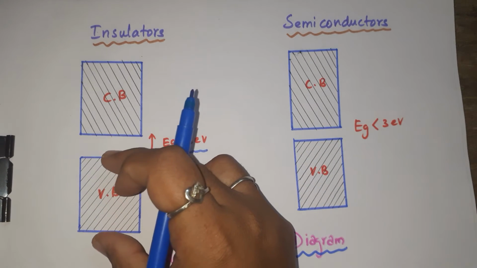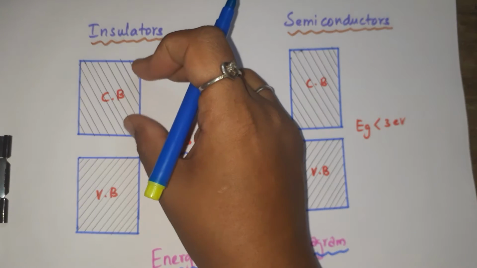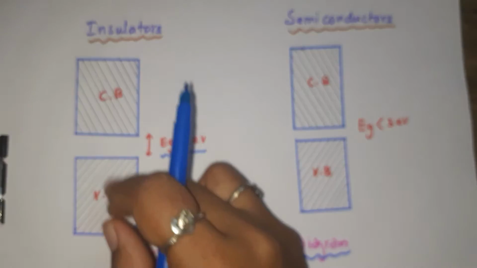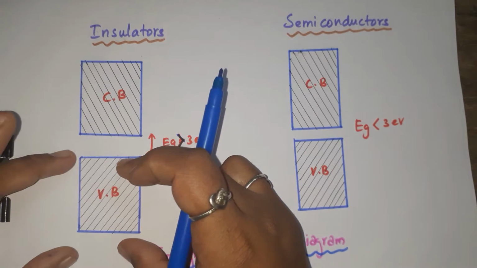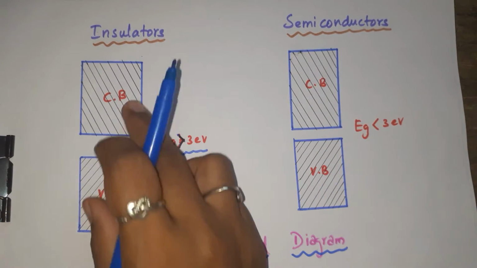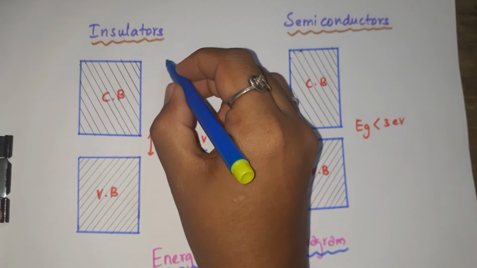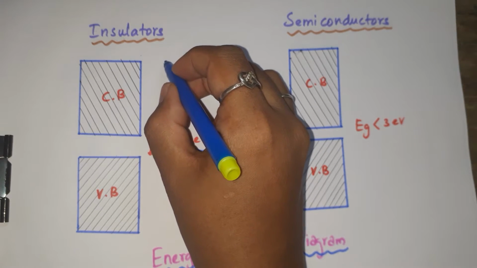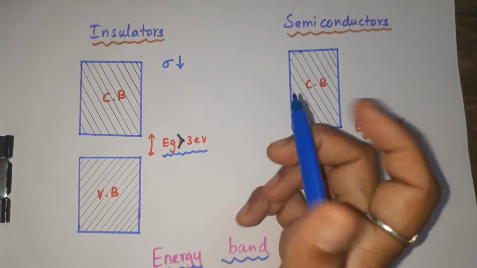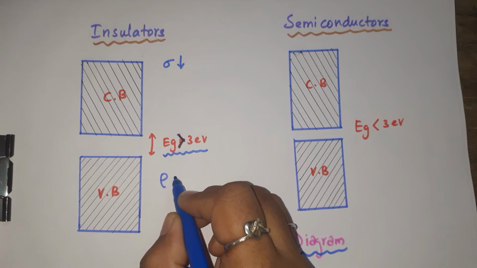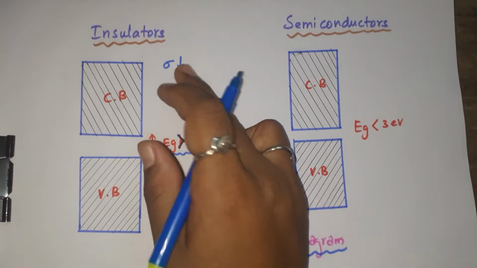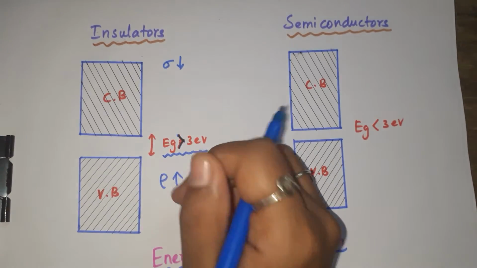The valence band is completely filled while the conduction band is empty, because there is no chance of the electrons moving. What about the conductivity in this case? Conductivity, denoted by the symbol sigma, is very less. And resistivity will be high. If conductivity is less, resistivity will be high, because both are inversely proportional to each other, right?